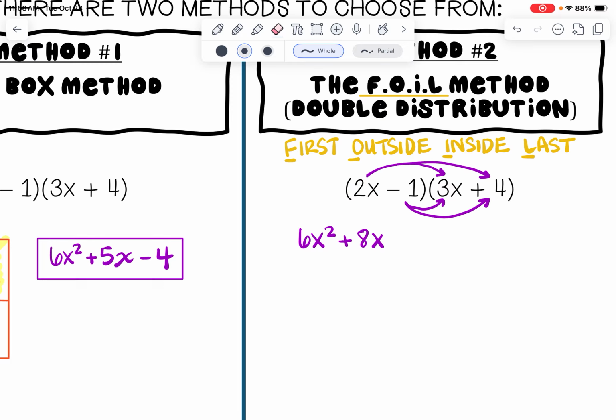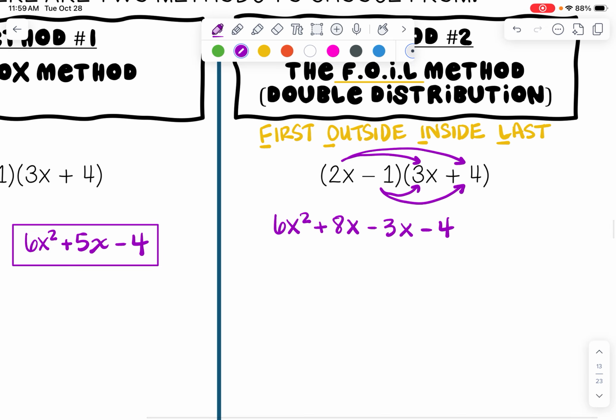So this is the double distribution. Everybody in the first parentheses has to get multiplied by everybody in the second parentheses. So we're distributing twice. Okay, no big deal. And that's where the inside and last are coming from. These are my inside terms, so negative 1 times 3x is negative 3x. And then my last terms in each parenthesis are negative 1 times 4, which is negative 4. So we double distributed, and notice at this point we have 4 terms.